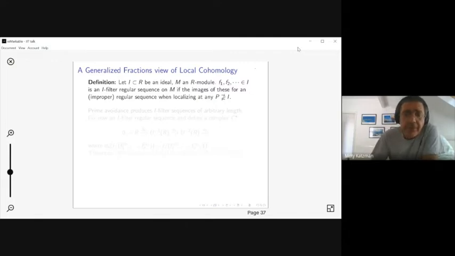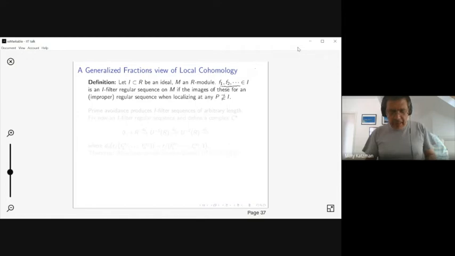So I'm going to define what is an I-filter regular sequence. Now R doesn't have to be characteristic P, it doesn't have to be regular. Let's take an ideal I in R. I'm going to call a sequence of elements, potentially an infinite sequence of elements, F1, F2, an I-filter regular sequence if whenever you localize at any prime that does not contain I, you get a possibly improper regular sequence.